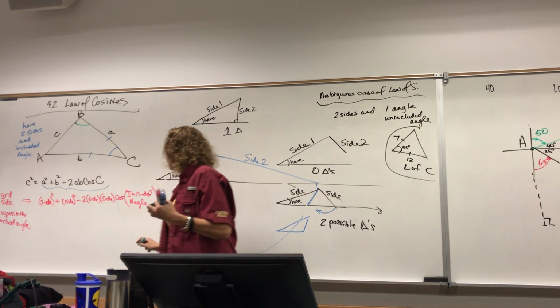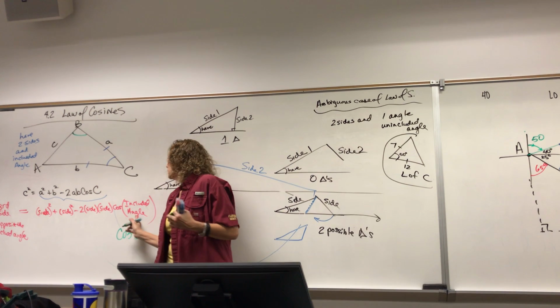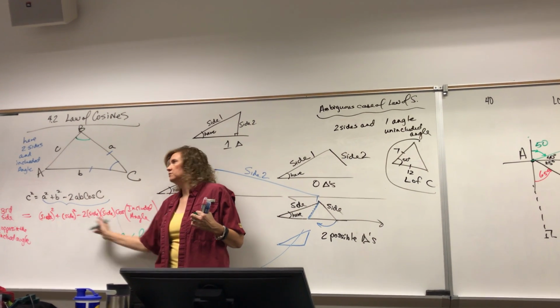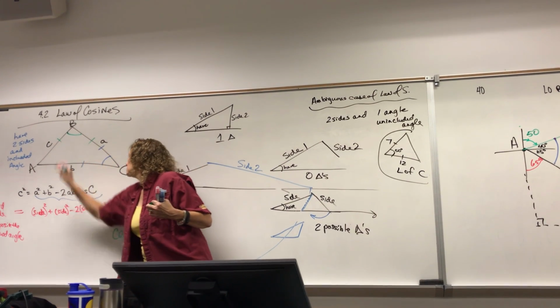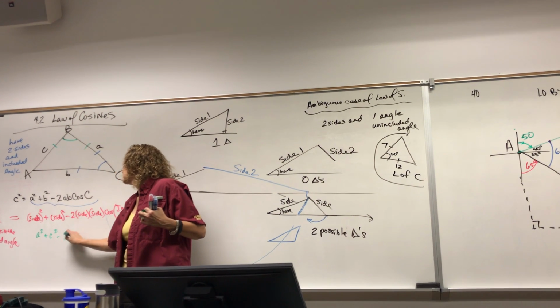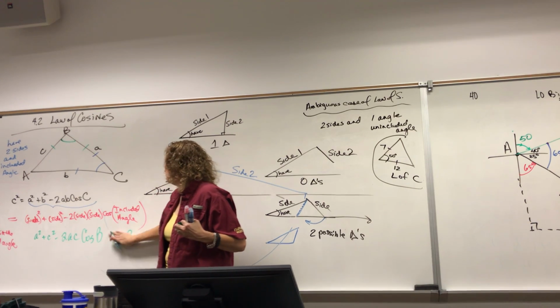So this is the angle we have, so we're going to say cosine B. Cosine B is the included angle. So which two sides are involved in this mess? C and A. A and C. So we're going to have A squared plus C squared minus 2AC cosine B.